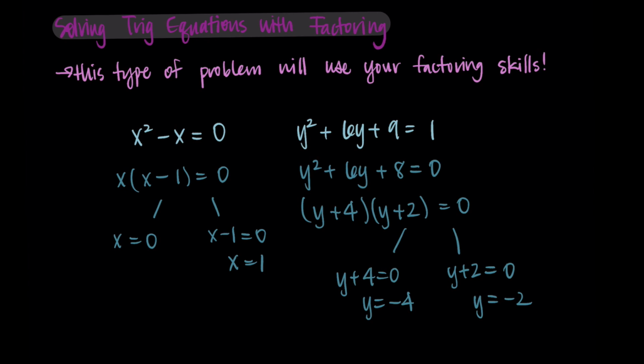You could always take your solutions and plug them into the original equation. You could substitute them in for the variable, and make sure that they work. So you could plug in negative 2 for y, and make sure that you're getting that the two sides are equal.